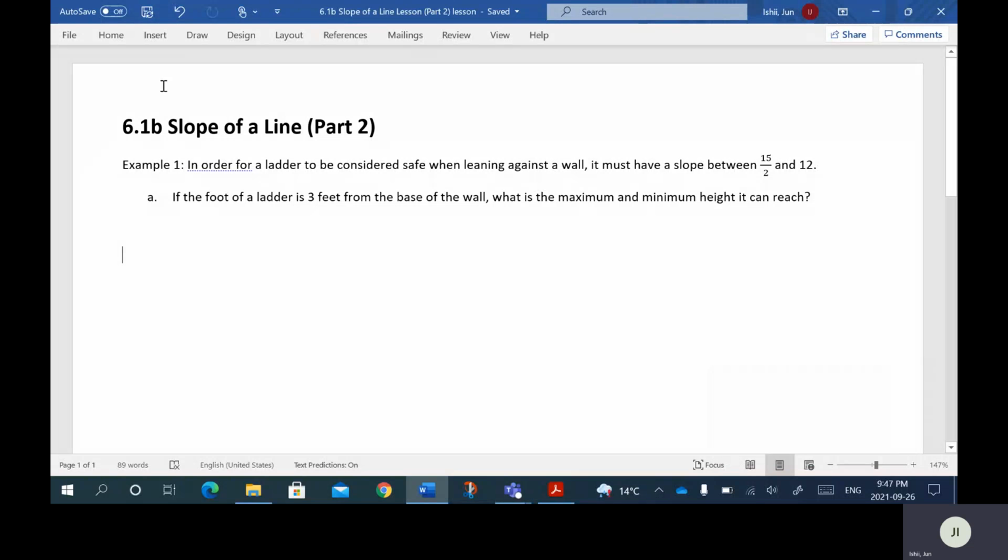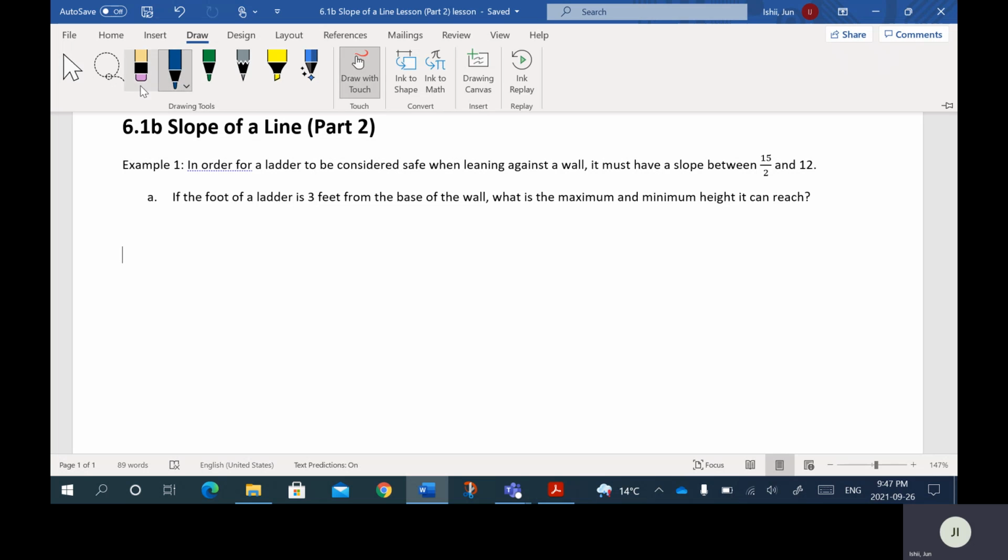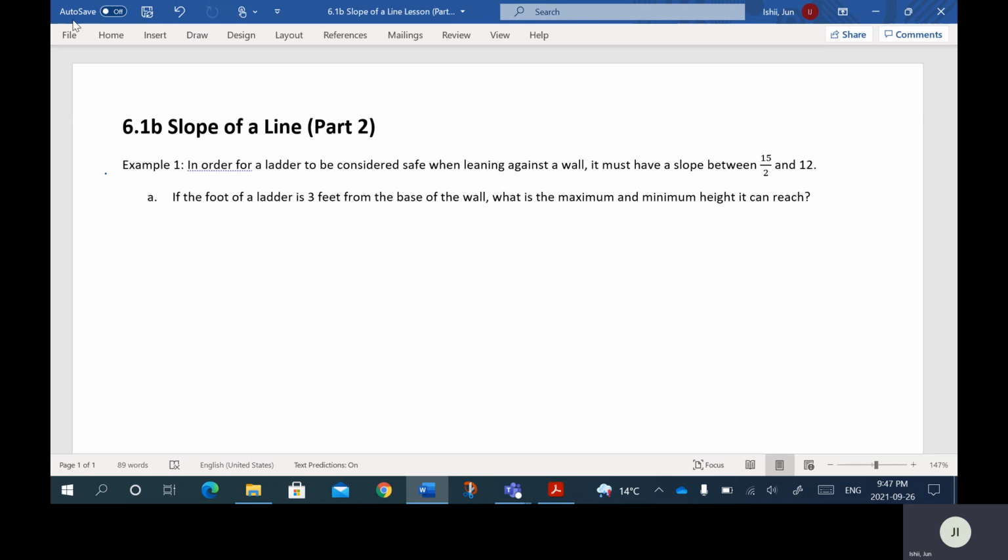All right, so this next lesson, what I'm going to do here is go through a real life example or an application of slope. For this example, I'm just going to read it off here. In order for a ladder to be considered safe when leaning against a wall, it must have a slope between 15/2 and 12.